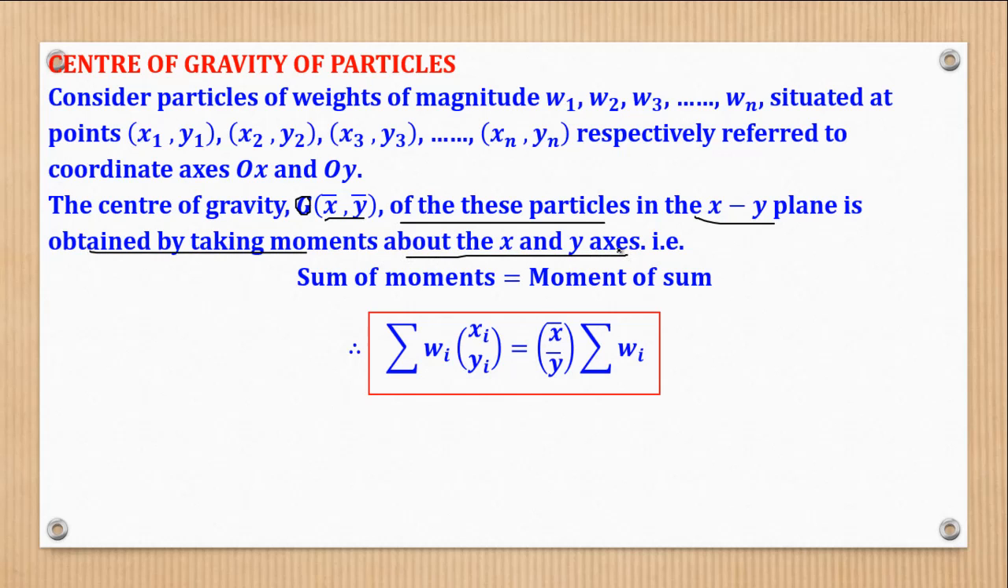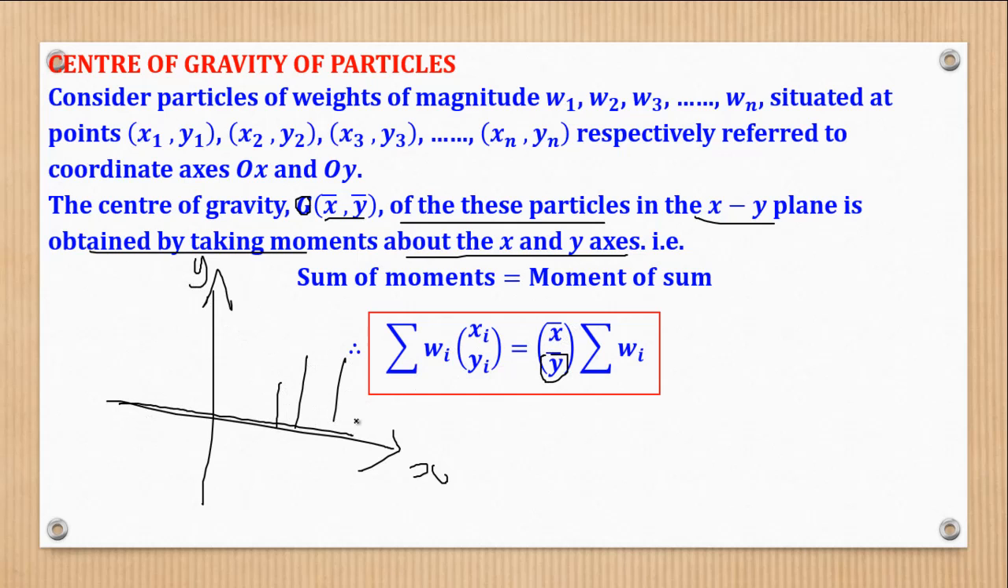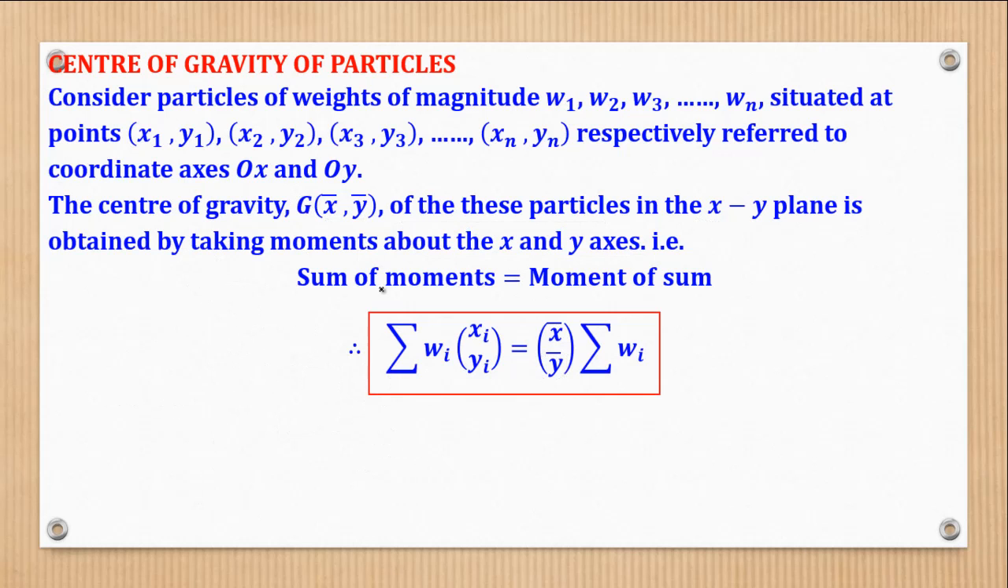So what is the difference between the two axes? Remember, this is the x-axis and this is the y-axis. If I want to get y bar, I'll take moments about the x-axis. The distances I measure are the y coordinates, or y distances. Then if I want to get x bar, I'll take moments about the y-axis, so the distances I measure are along the x coordinates. So that's the difference. When you take moments about the x-axis, you get y bar. When you take moments about the y-axis, you get x bar. As simple as that.